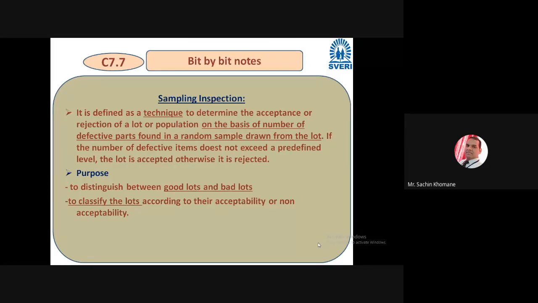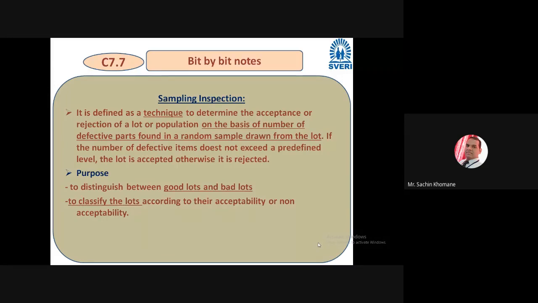So what is the purpose of it? The purpose is very simple: whether the lot is good or bad, that you can decide. A bad lot means you have to reject it, you have to send it back to the party who has sent it to you, and a good lot you have to accept. Obviously, for the bad lot, that party will do rework or make scrap, whatever it may be. But whenever you get components, if a bad lot is there, you have to reject it. If a good lot is there, you have to accept it.